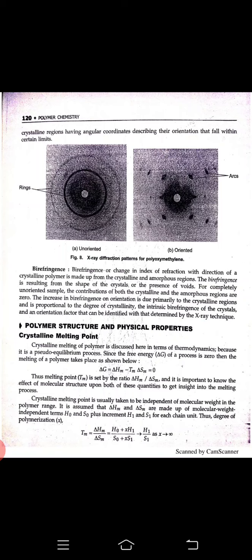Here we denote delta H as delta Hm and T delta S as Tm delta Sm. Then delta G is equal to delta Hm minus Tm delta Sm, equal to 0. Thus the melting point Tm is set by the ratio delta Hm upon delta Sm. It is important to know the effect of molecular structure upon both of these quantities to get insight into the melting process.